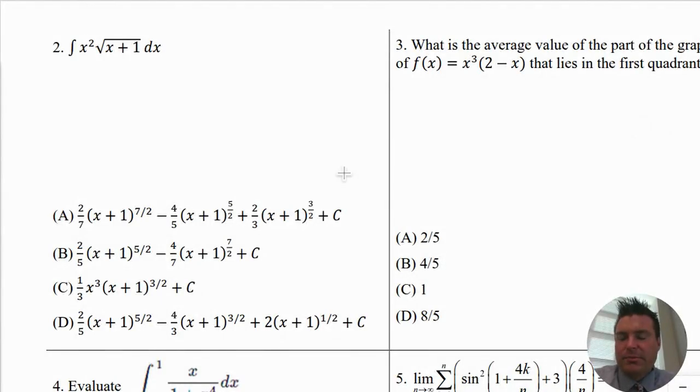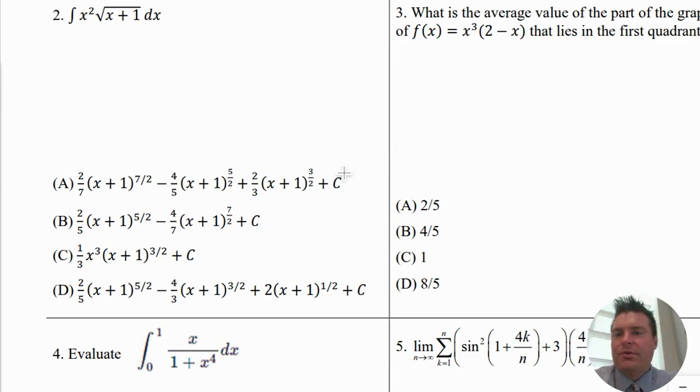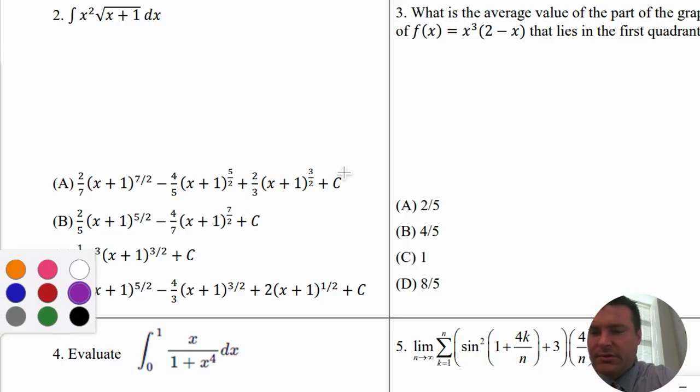On to the multiple choice section here, we do have this first integral of x squared root x plus 1 dx. How do we integrate this? Well, first off, there is no formula that matches this, so we're required to use u-sub. I always tell my students, pick the innermost function for the u-sub. So we're going to let u equal x plus 1.